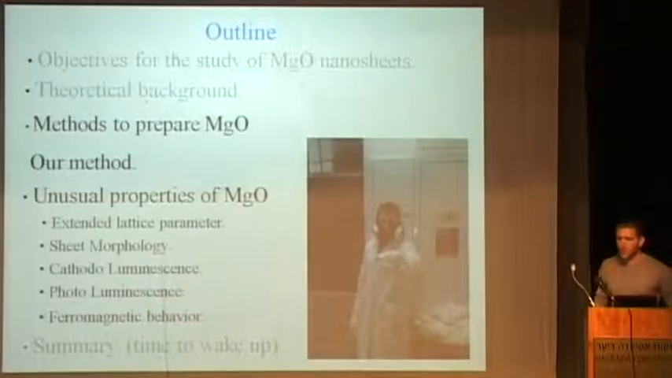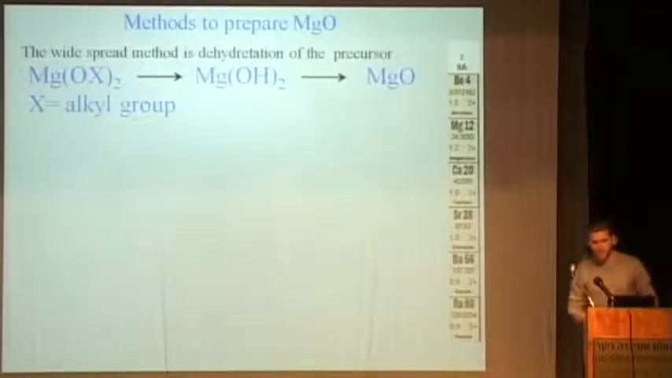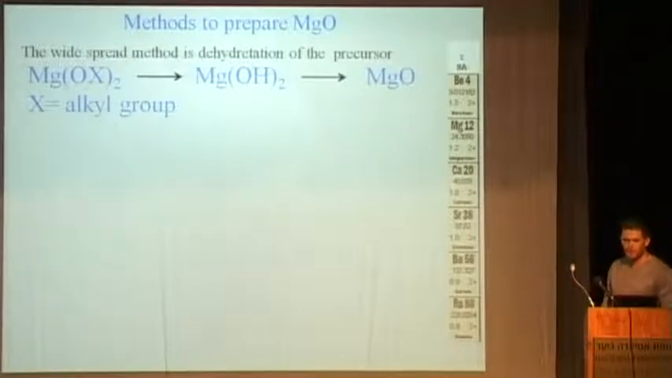Now I will elaborate on the methods to prepare magnesium oxide. Usually, in order to prepare magnesium oxide, you need to take alkoxide, add water or another solvent to receive magnesium hydroxide, heat the sample, and then you have dehydration, water goes out, and then you receive magnesium oxide.